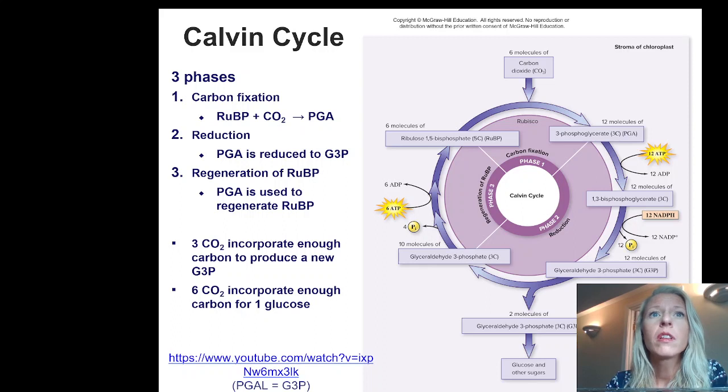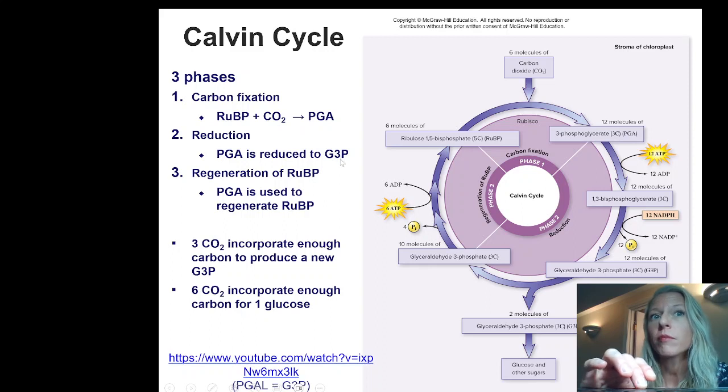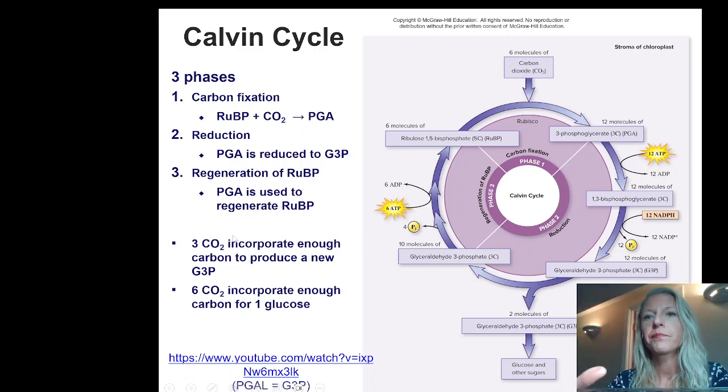We have three phases of the Calvin cycle. The first phase is carbon fixation, where Rubisco combines with CO2 to create PGA. Then we have reduction, where PGA is reduced to G3P, which can then produce glucose and other sugars. And then we have regeneration of Rubisco, where PGA is used to regenerate Rubisco.